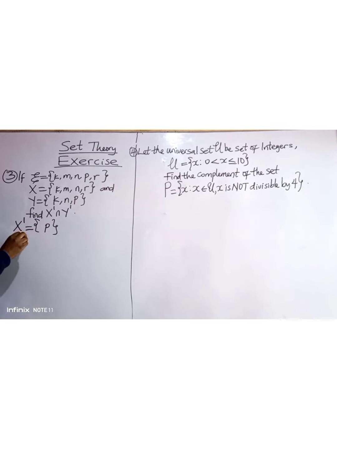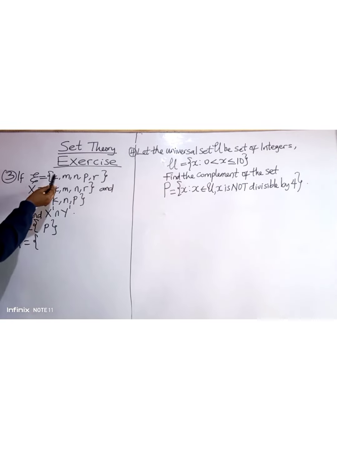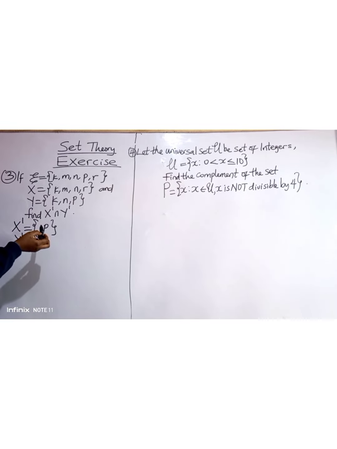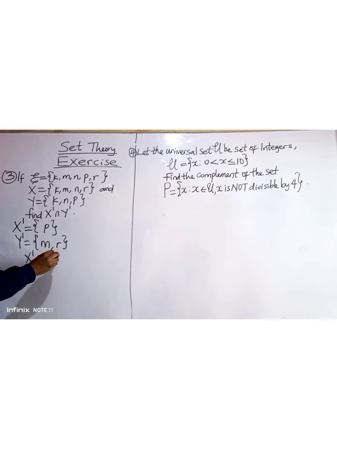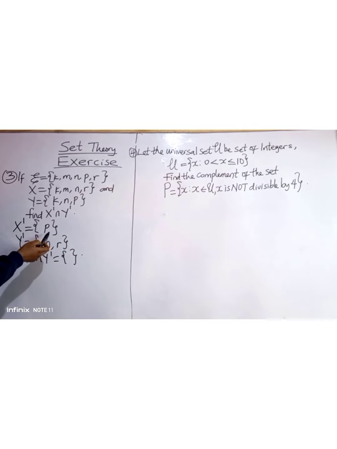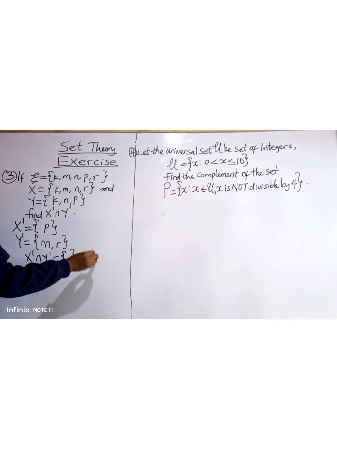So Y prime is equal to all the elements in the universal set that are not in Y: M and R. Now let's find X prime intersects Y prime. That is the empty set, since they do not have anything in common.